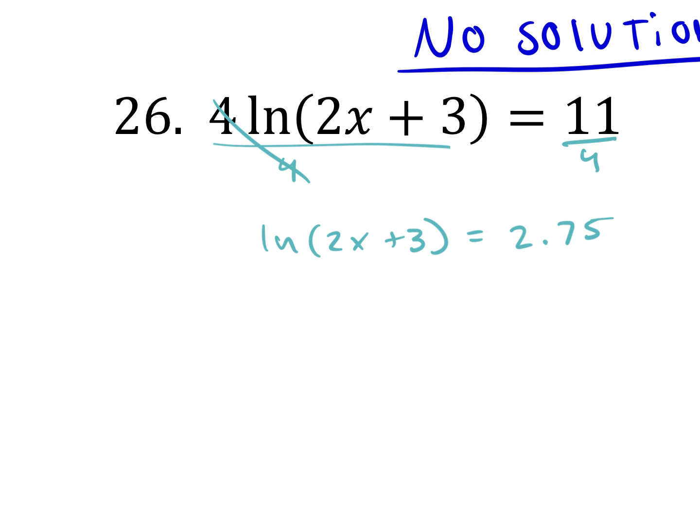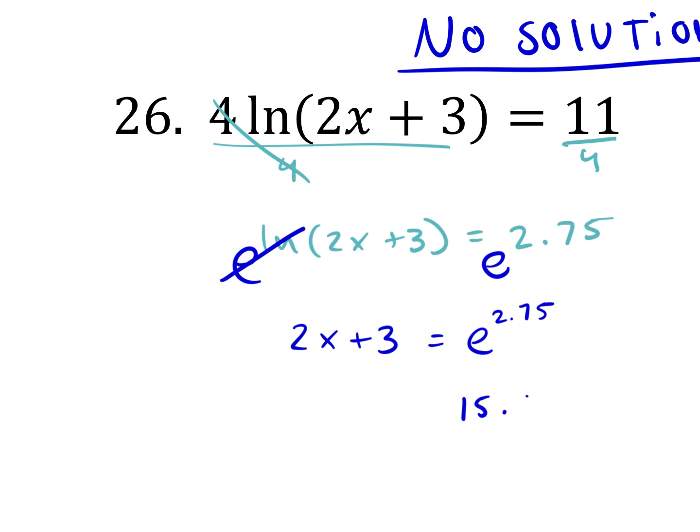How do we get rid of the ln? e, we're going to make the big base e on both sides. So e to the power of ln will cancel. 2x plus 3 equals e to the power of 2.75. We can put that in our calculator. So we get 15.6426. It keeps going, but I'm just going to leave it in the calculator.